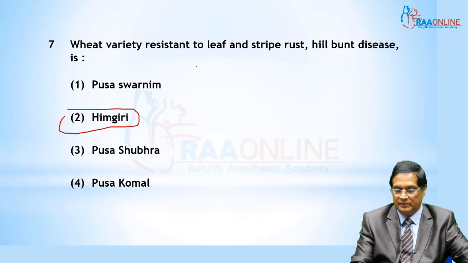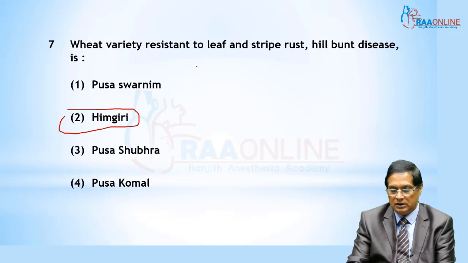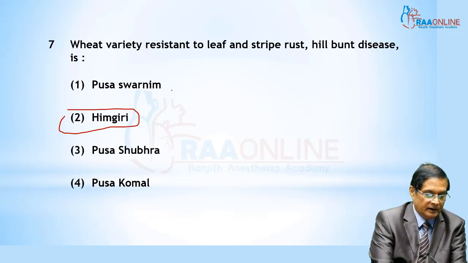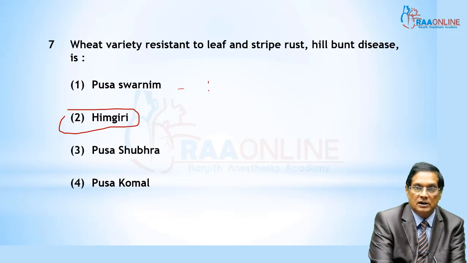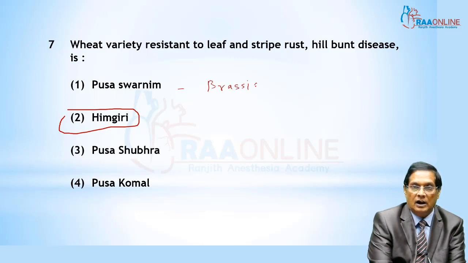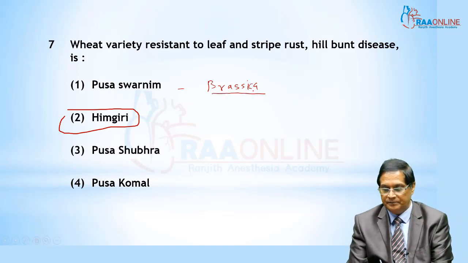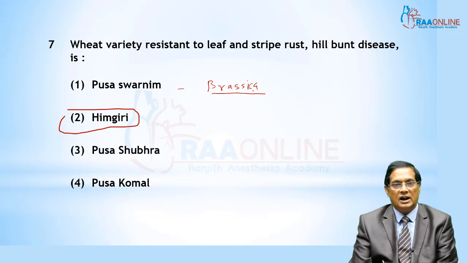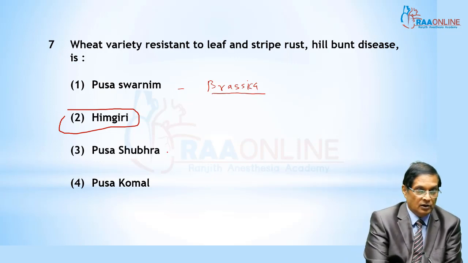Then Pusa Swarnim is the first one. Pusa Swarnim is a brassica variety, a crucifer, only for brassica. It is resistant against white rust.